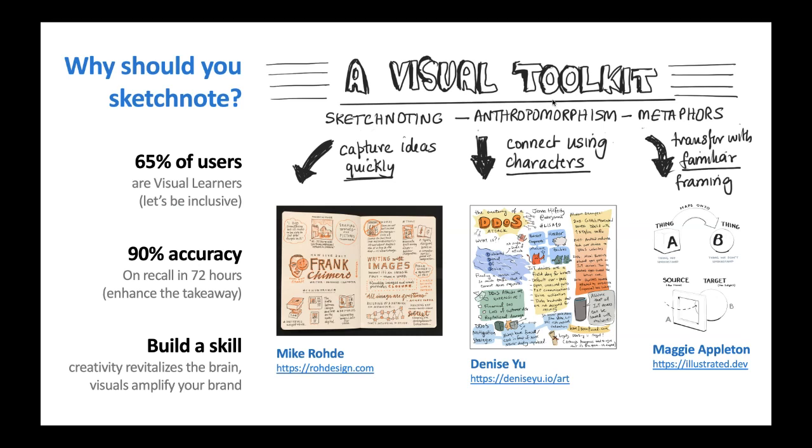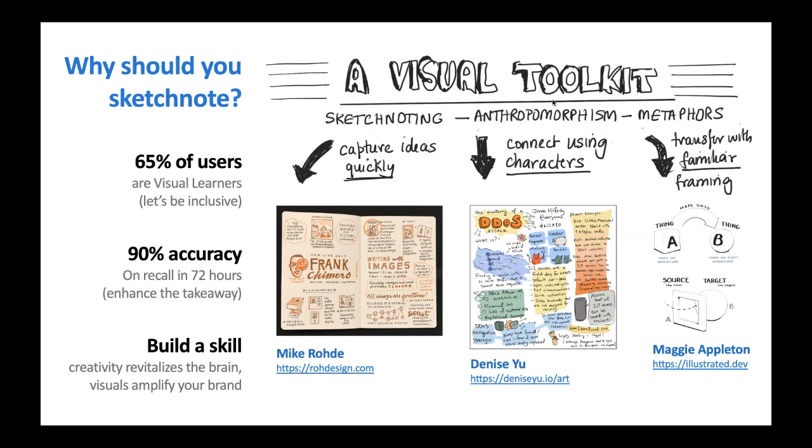But if you want to continue down this journey and upscale, the second step is what I think of as anthropomorphism. It's where you use characters to connect the audience emotionally to the story that you're in. Denise Yu is a great person to go look at. And the idea is that if you're talking cloud computing, draw a cloud, give it eyes, give it features, give it a smile. If your cloud is overloaded, make it look angry. People connect with it.